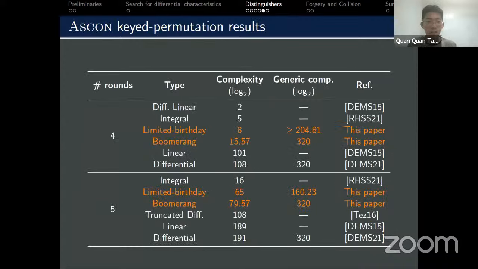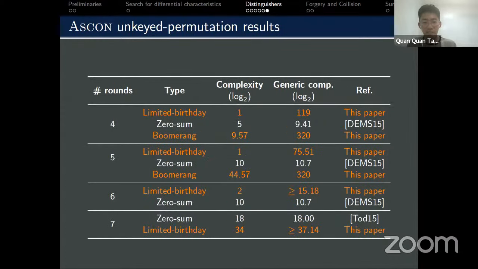So these are the results for the keyed permutation case, arranged in ascending order of complexity. And these are the results for the unkeyed permutation. So basically in this case, we can start in the middle. So generally the complexities are way lower.